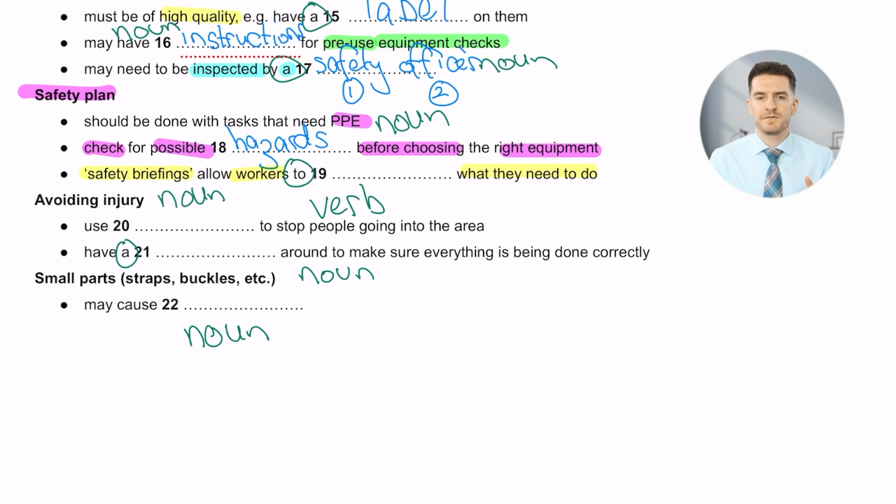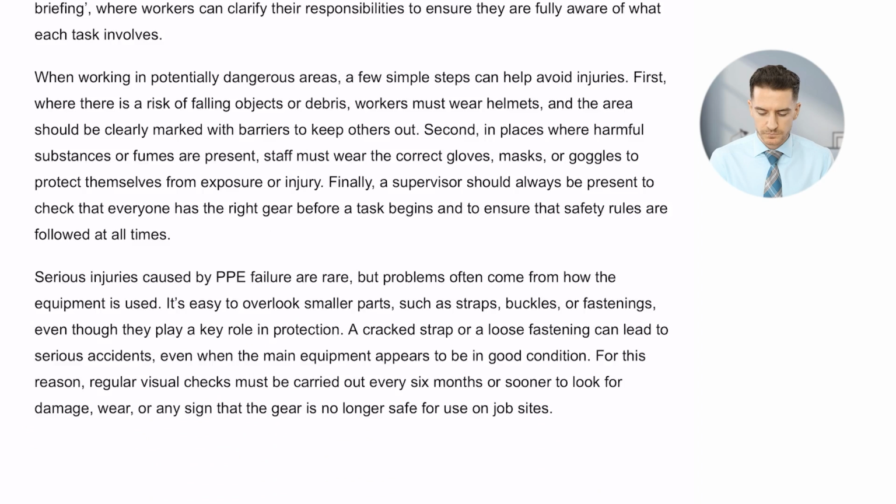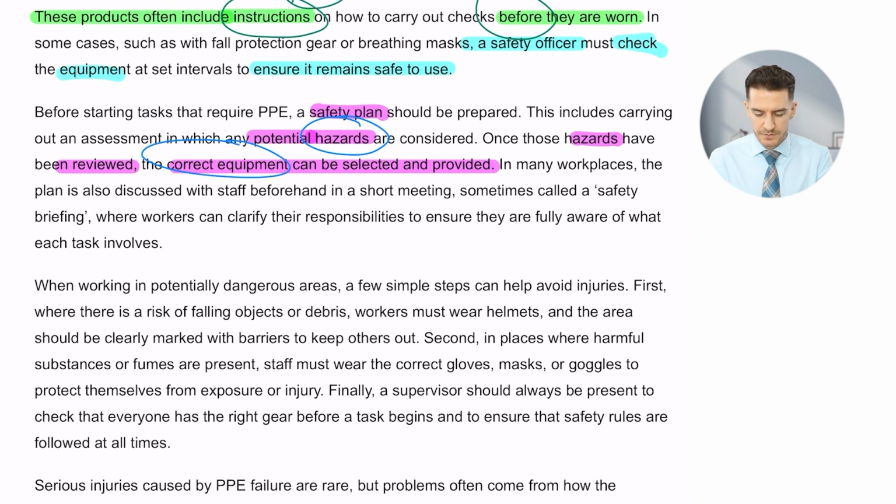So we're looking for safety workers. Safety briefings, and these briefings allow workers to do something. Okay, they allow workers to do something, what they need to do. So let's go back up and we'll see if we can find those meetings. In many workplaces, the plan is also discussed with staff. Okay, sometimes there we go, safety briefing.